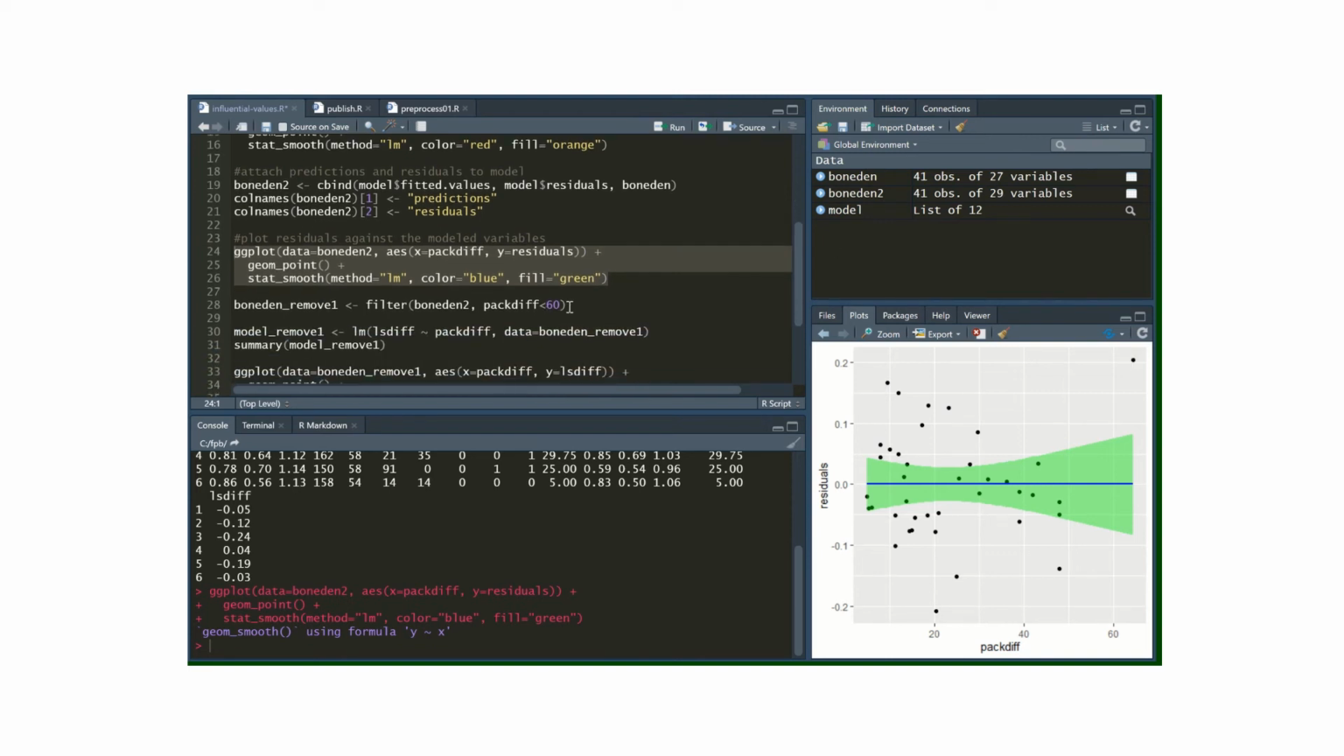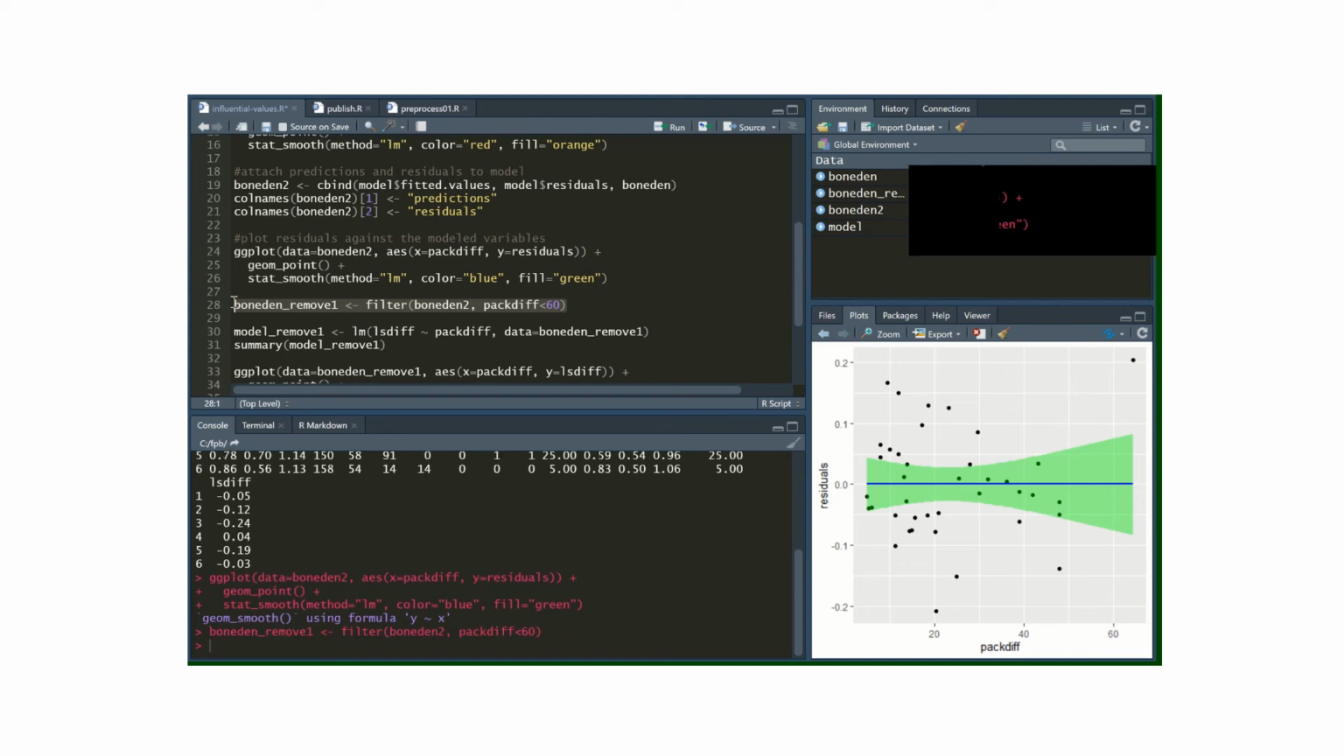And so I'm going to remove that point, and I'm going to make a new data frame called boneden_remove1. And my criteria is just remove all the points where the pack difference is less than 60. Okay, so the way I'm doing it here is a little bit contrived, but it's possible that you could justify this by saying that given the ages of your subjects, it's not plausible that there could be such a difference, and so you maybe have reason to believe that this is some sort of data error, perhaps a typographical error. In any case, we're going to remove it. And so now we're down to 40 observations instead of 41.